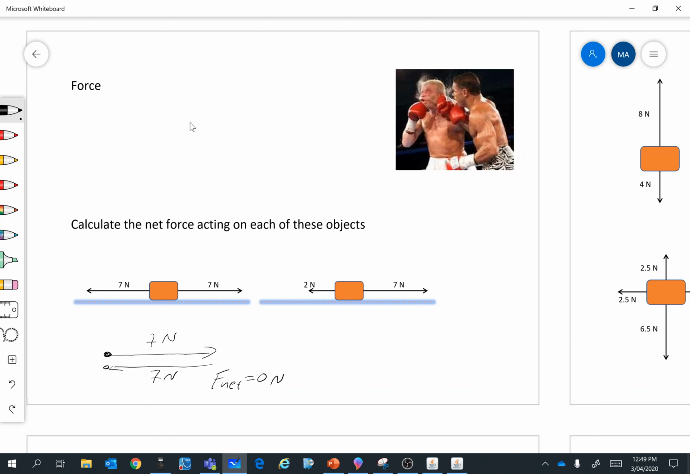However, in this example here, the forces are unbalanced, so the net force is going to be greater than 0, and this object will move. Now, here we've got 7 newtons to the right and 2 newtons to the left. I'm going to set right as positive. So 7 plus negative 2, because this 2 newtons is in the negative direction to the left, means we have a net force of 5 newtons to the right. So that is our net force, F net.